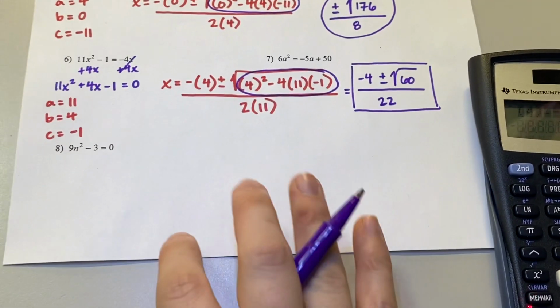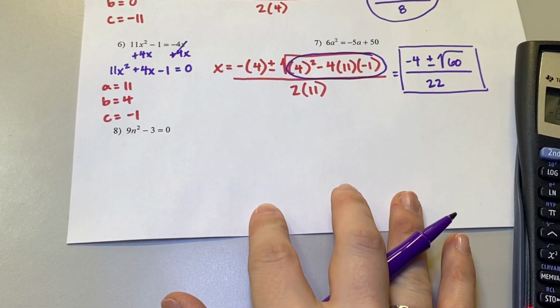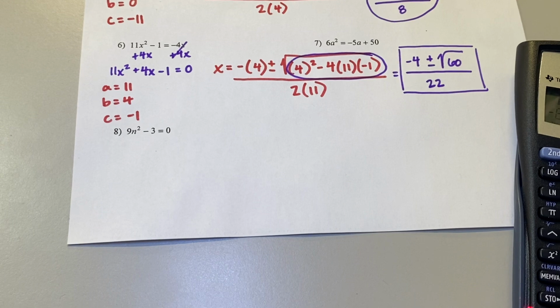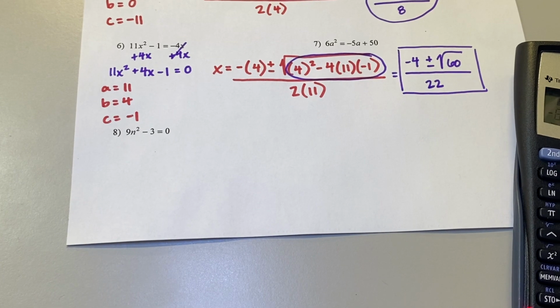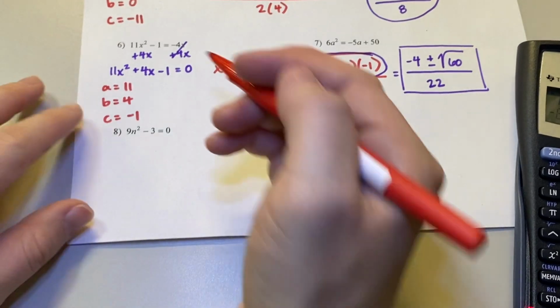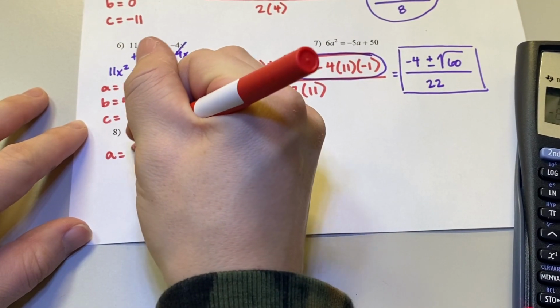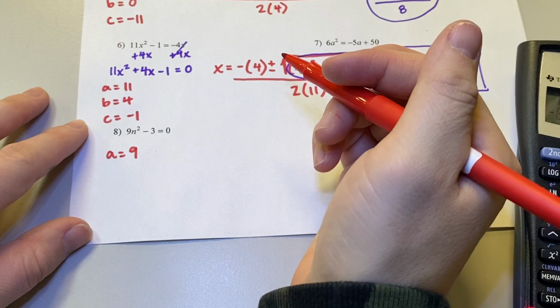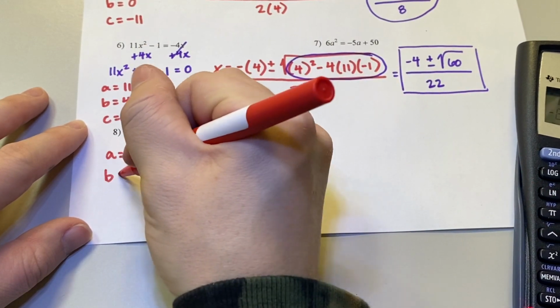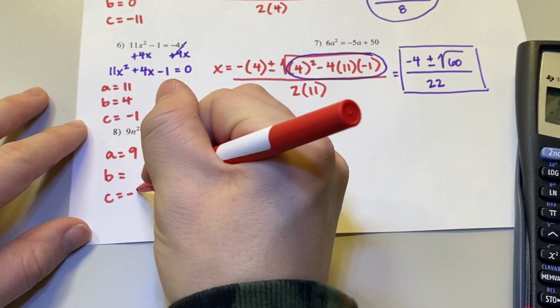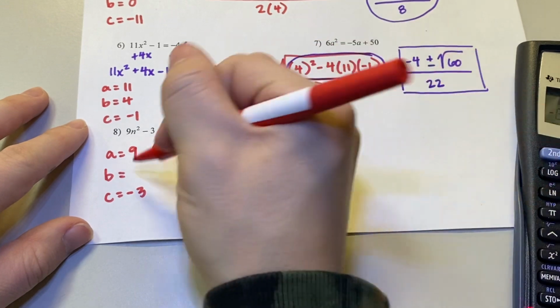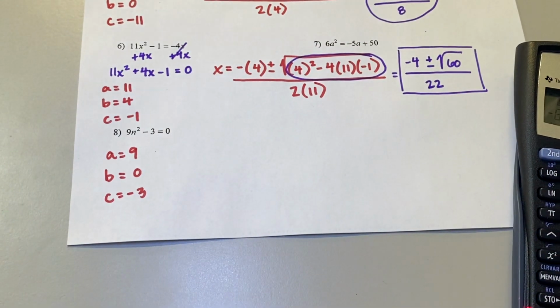Yeah, we'll do number 8. Okay. Is it equal to 0? Yes. Okay, somebody raise your hand. Identify my A, B, and C for me in this guy. Donovan? A is 9, and B is 3, C would be -3, so what would my B be? 0. There you go. Beautiful. Okay, we're missing that middle term, which tells us our B is 0.